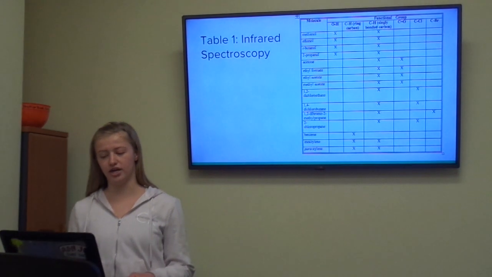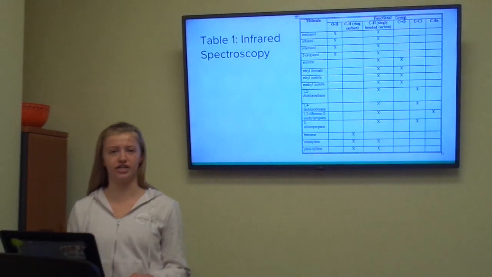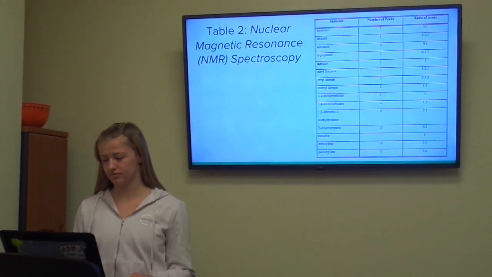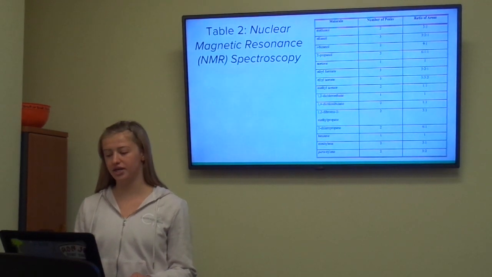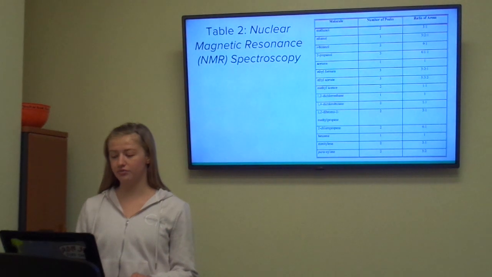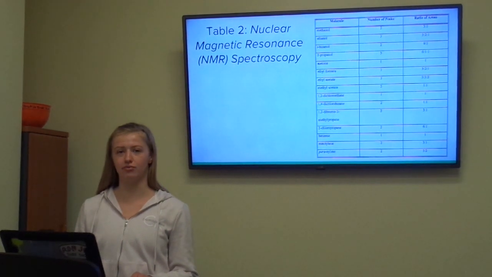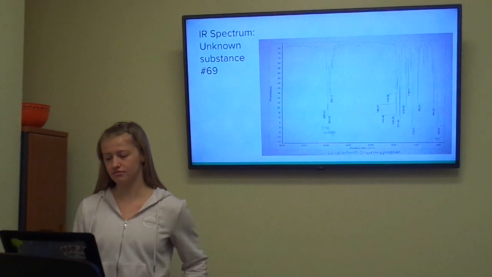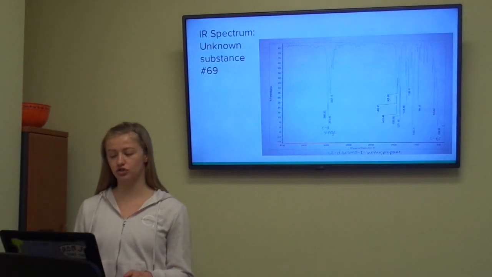This table is Table 1, and it shows the different functional groups that are in each molecule. Table 2 shows the number of peaks and the ratio of areas that are in each molecule. To find the number of peaks and the ratio of area, the NMR graph is required. In this graph, the functional groups are shown.